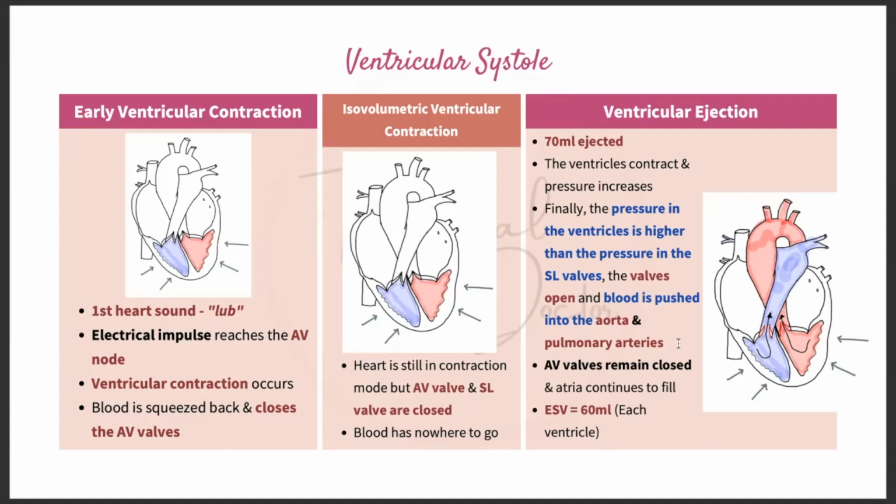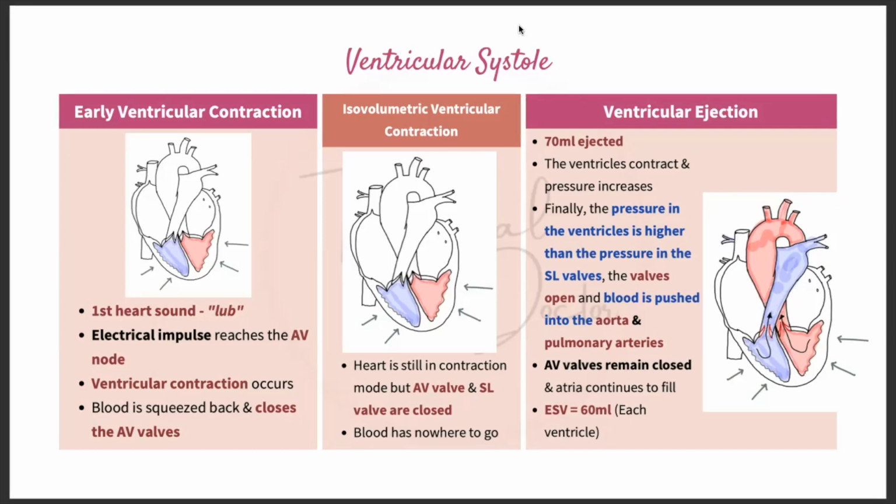When the blood is ejected out, the AV valves here remain closed, and the remaining blood in each ventricle after ejection is 60 milliliters, because if you remember, the end diastolic volume is 130 milliliters. So the end systolic volume would be 60 milliliters because 70 milliliters are being ejected out.